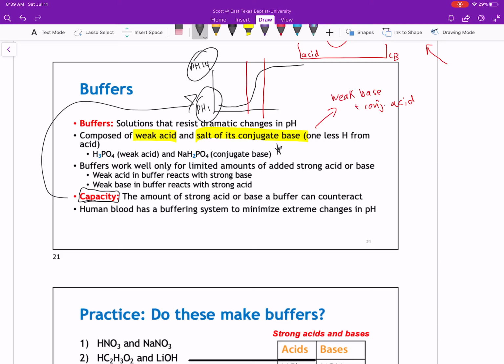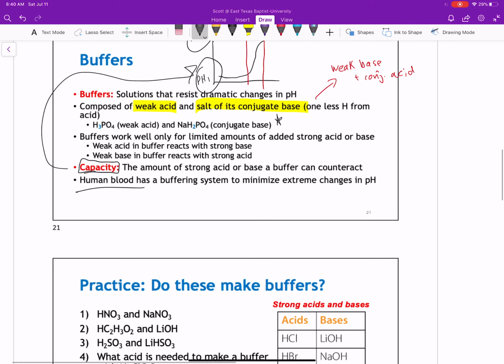That's why you exhale CO2. That's why whenever you exercise, you have the lactic acid, and it increases the acidity of your blood if need be. You can look into that if you're curious. It's a very fascinating system, but we're not going to talk too much about it right now.